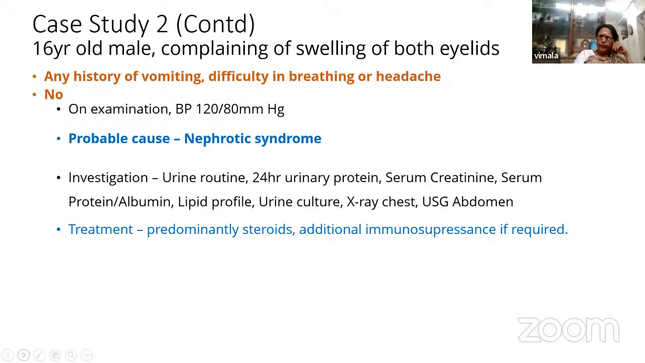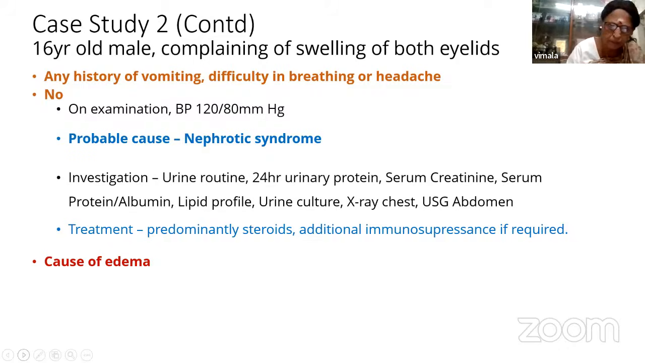So you have to carefully investigate the patient: renal profile, which includes creatinine, electrolytes, serum protein, albumin, lipid profile, urine culture, X-ray, and ultrasonogram, and probably depending on the situation, you have to do a renal biopsy as well. Predominant treatment for the nephrotic state is steroids. We are not going into the details. The topic is only edema. You have to add additional immunosuppressants if required.